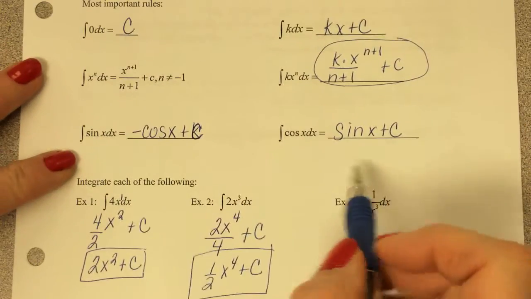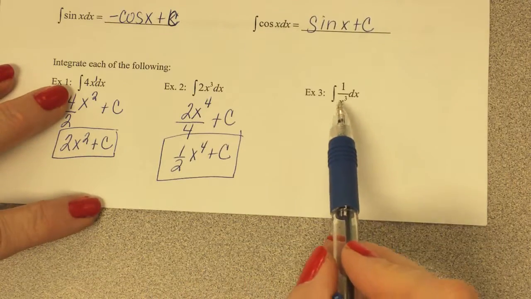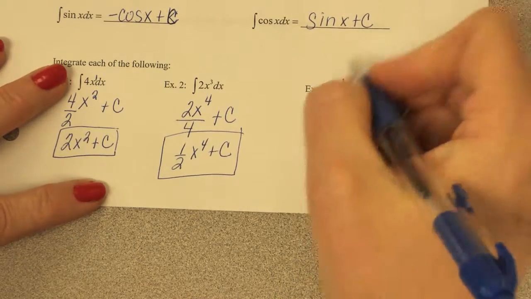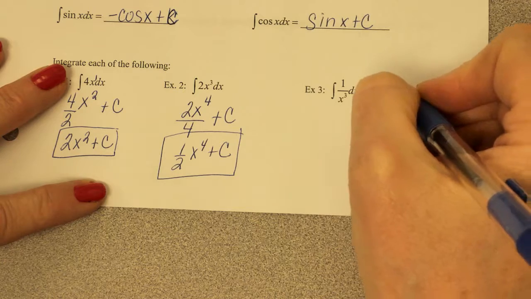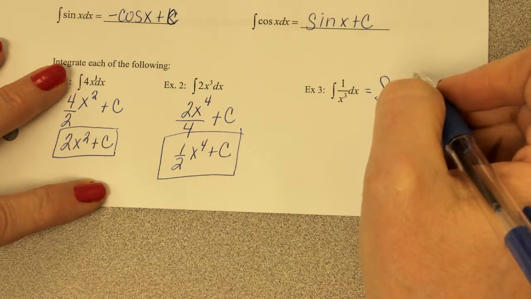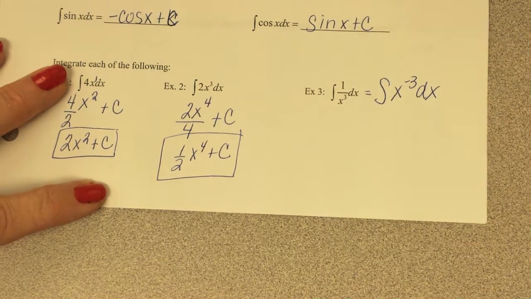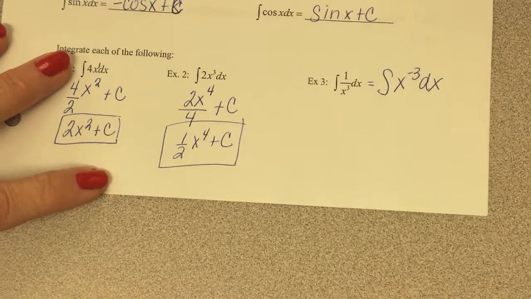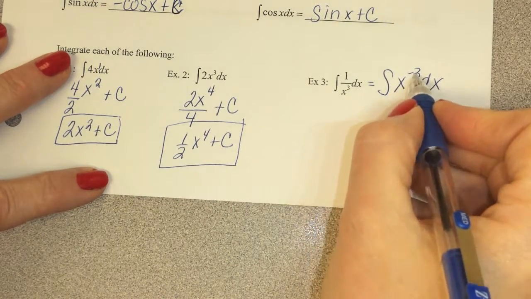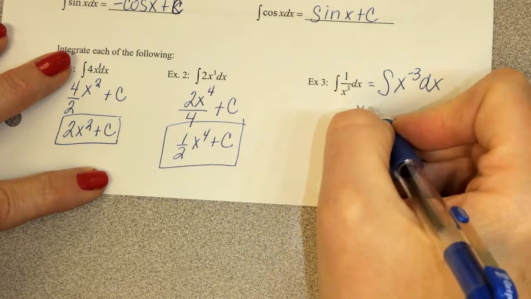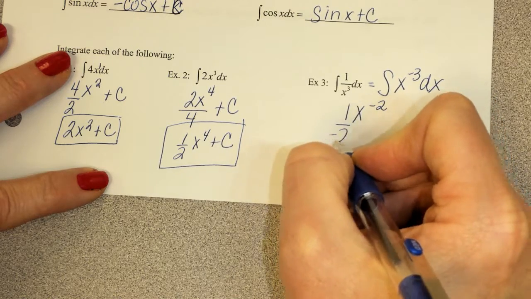Now, in order to use our formulas, it has to be in this form, x to the n. This is not in x to the n form. So I have to rewrite this one in x to the n form. So what's another name for 1 over x cubed? X to the -3, right? And now that we've done that, all we have to do is add 1 and divide by that value. So I'm going to take my -3, add 1 to it, and I get -2, and now I have to divide that coefficient by -2.